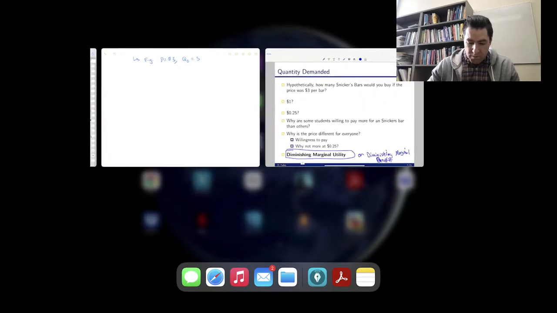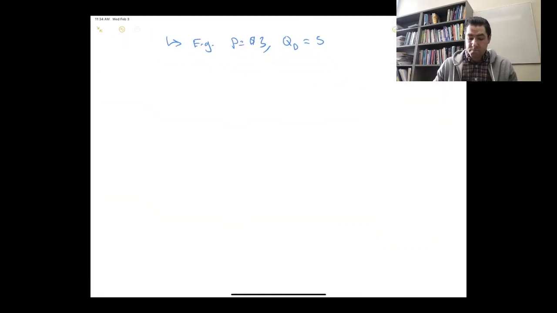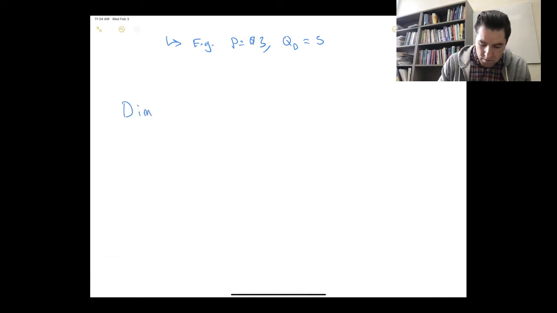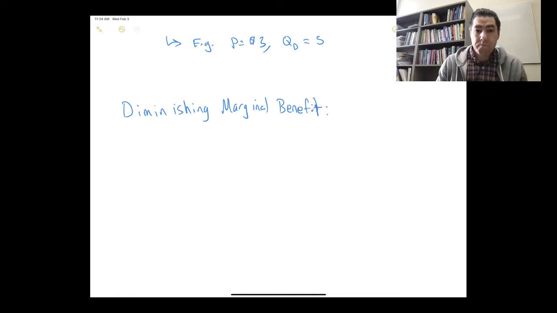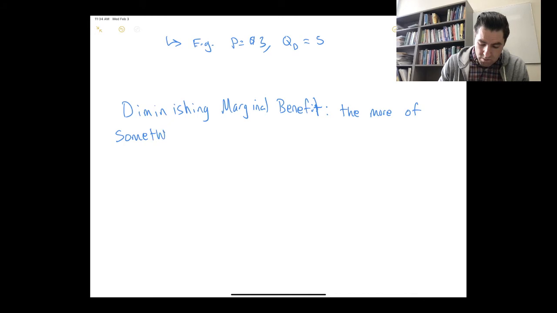So I'm going to bring this up here and formally define diminishing marginal benefit. What does that mean? That is defined as the more of something I have, the smaller the marginal benefit from having one more.